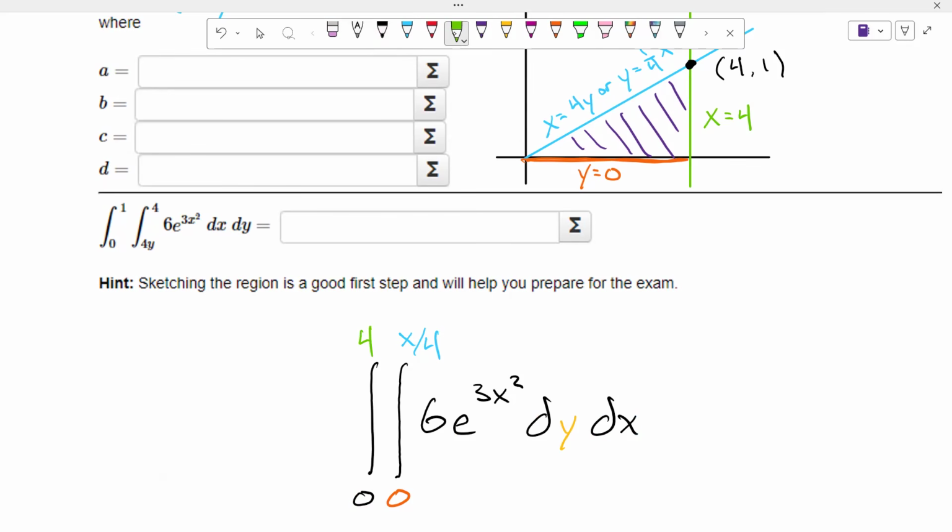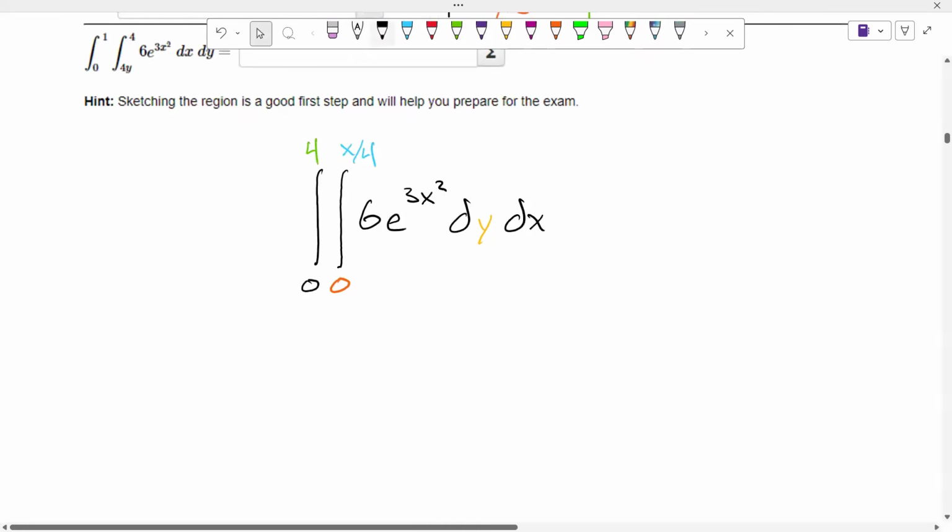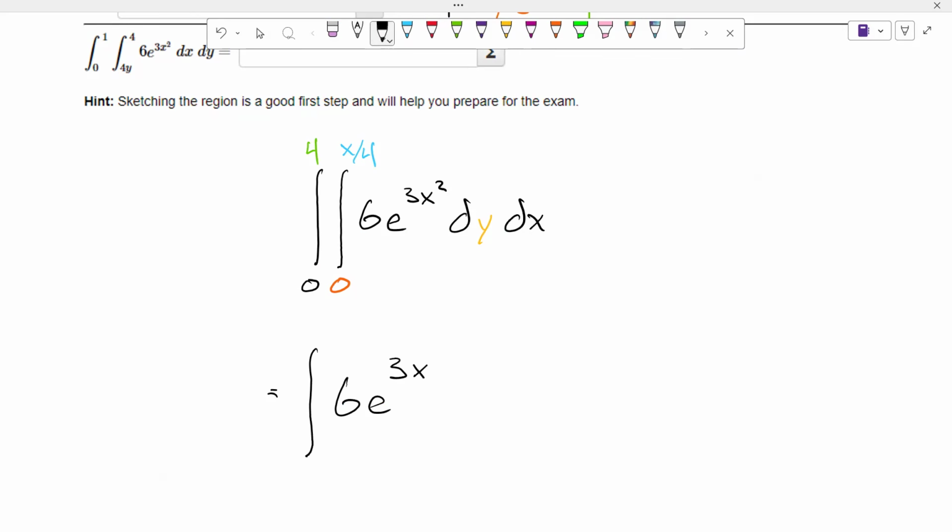Now, this thing is a lot more integrable. So let's get to it. I'm doing the dy integral first. So that's going to be 6e to the 3x squared times, well, the only y integral I have is dy. That's the only dependency I have in the integrand. So dy integrates to y, evaluated between 0 and x over 4. So x over 4 minus 0. Still a dx, still a 0 to 4 here.